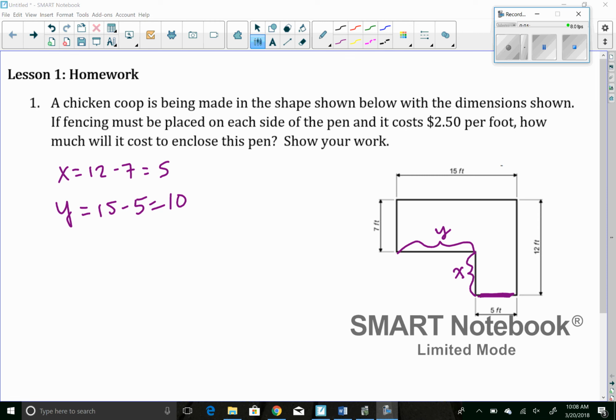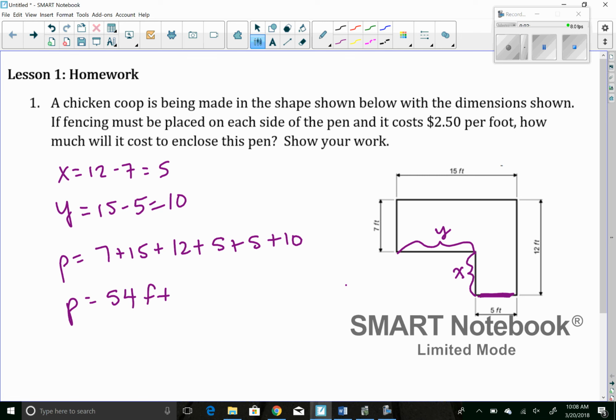So the perimeter of this shape is going to come out to be P equals 7 plus 15 plus 12 plus 5 plus the 2 parts that we found, the other 5 and the 10. If I go through and add all that up, I have 20, 32, 47, and 54 feet. So we've done the first part here.